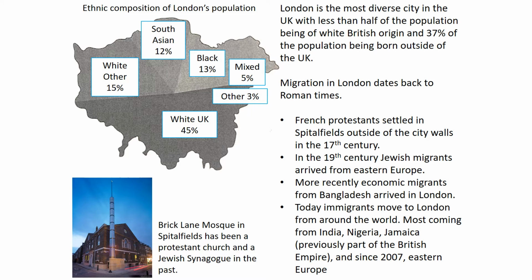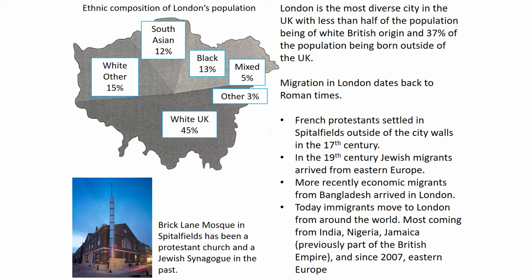So, in terms of diversity, London's quite a diverse area. White is 45% of the population, while the UK average is about 87 to nearly 90%. In terms of the other nationalities, you've got white other, South Asian, black, mixed, and other.